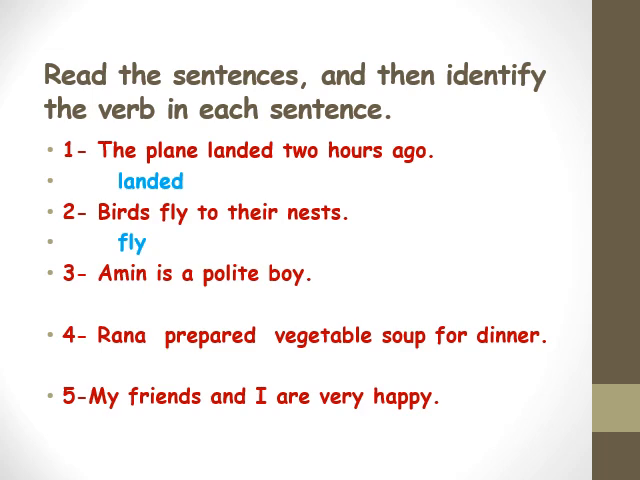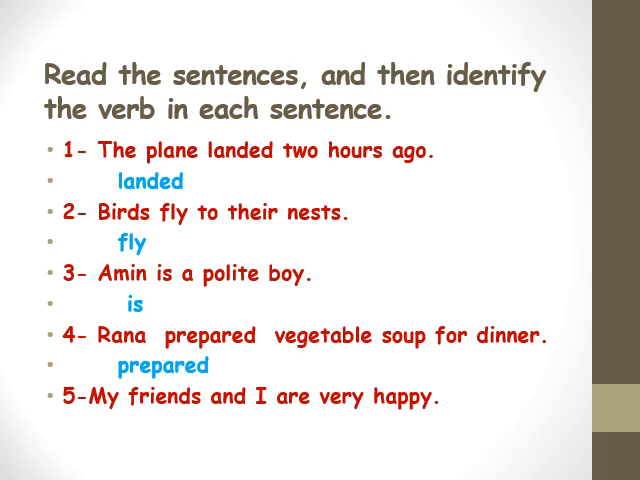Amin is a polite boy. So the answer is the verb to be, is. So is the verb. 4. Rana prepared vegetable soup for dinner. Where is the verb in sentence number 4? Good answer. The verb is prepared.